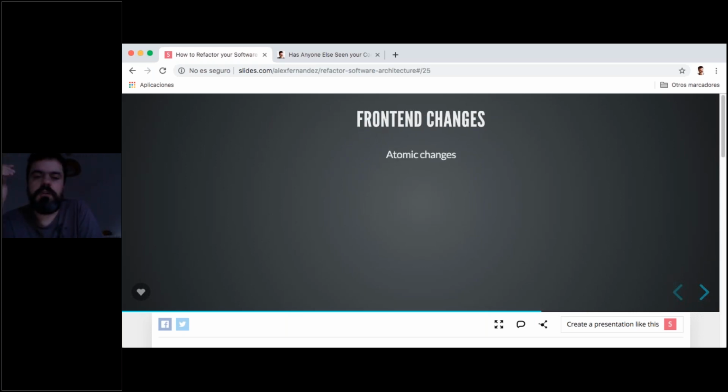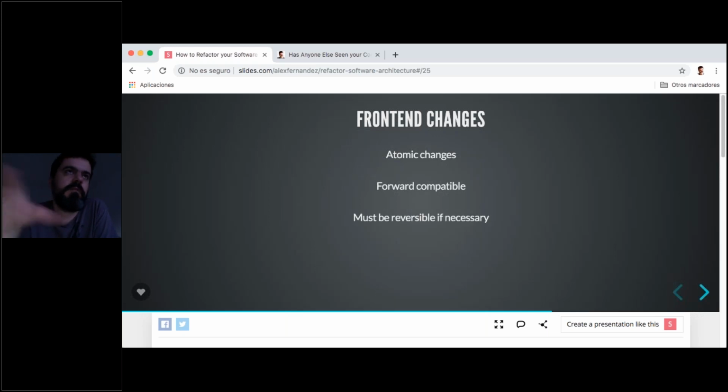Front-end changes should be, as we have seen, atomic. Instead of calling this service, call the new one. Everything is, again, forward compatible, and it can be reversed without any ill effects.